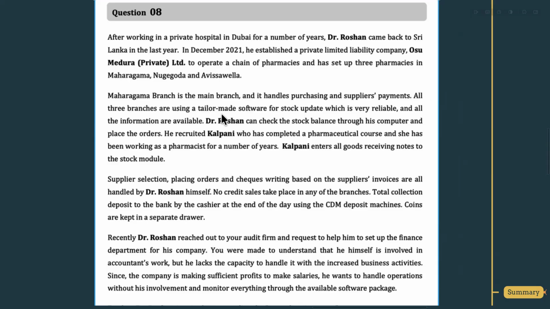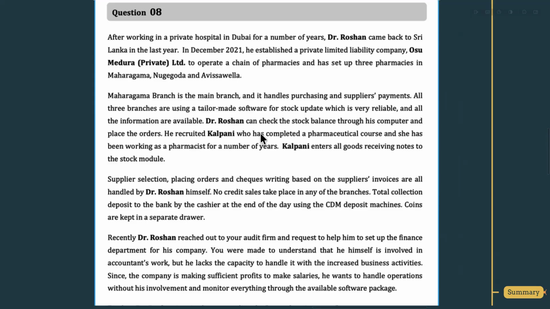All 3 branches are using a tailor-made software for the stock updates, which is very reliable. Good. It means they made a software according to their needs. That's also a very good control. Not the general purpose systems. They made their tailor-made software. And all the information is available there in that software. Dr. Roshan can check the stock balance through his computer and place the orders. That's also good. Like a virtual system or cloud-based system.